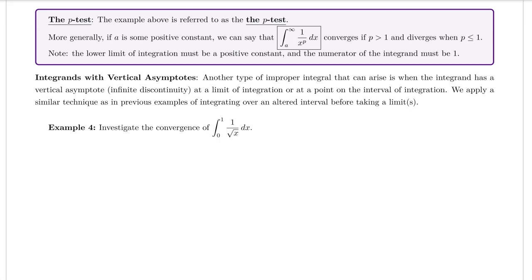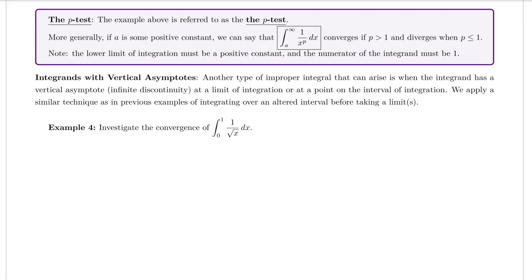Example 4 says investigate the convergence of the integral from 0 to 1 of 1 over the square root of x dx. The reason that we run into an issue here is that our function has a vertical asymptote at the lower limit of integration. So I can't really plug in 0 into my function. My function is undefined at x equals 0.